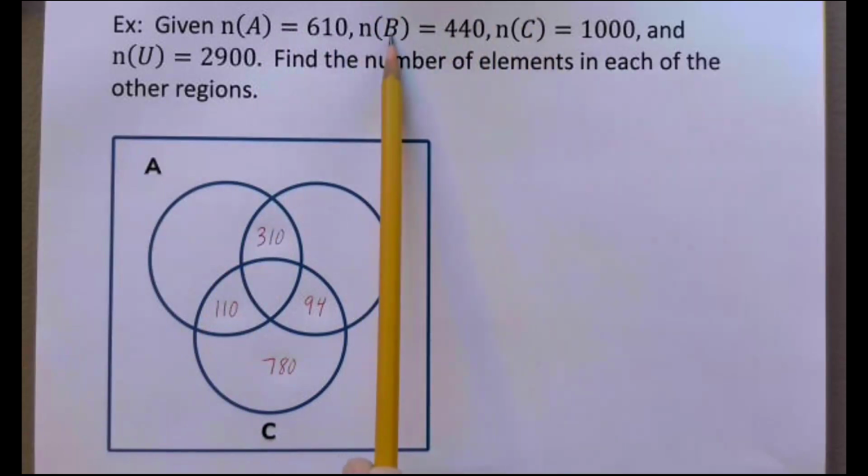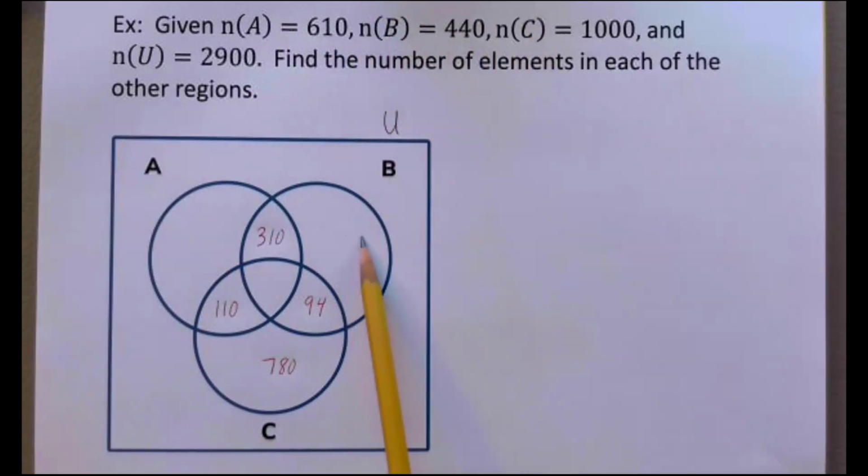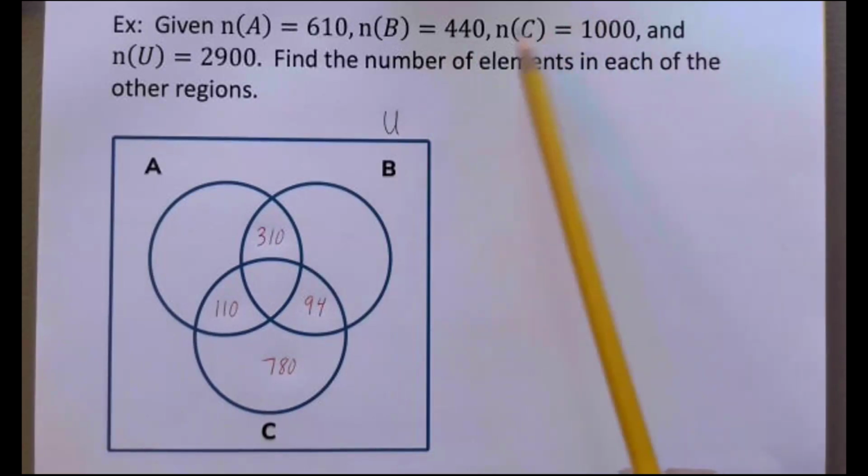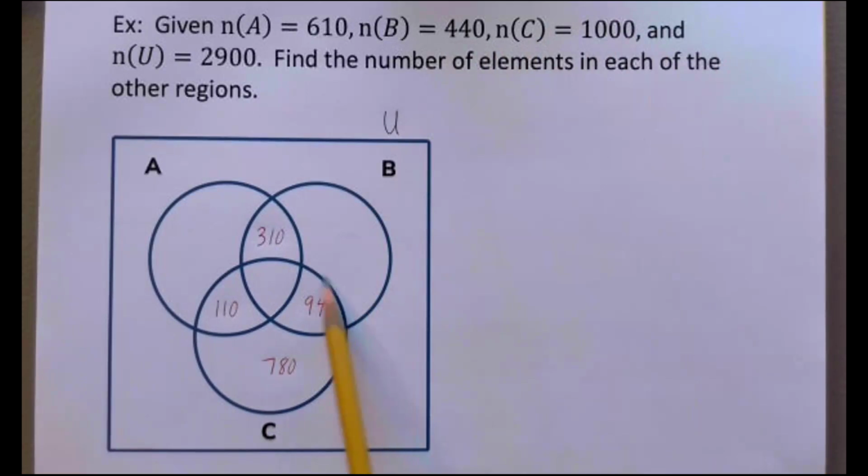Likewise, when it says the number of elements in set B equals 440, sometimes I'll just see people put a 440 right there. It's not what that means. It means the entire B circle adds up to 440. It means whatever that number is plus 310 plus whatever that number is plus 94 must add up to 440. And similar for the C circle, when it says the number of elements in set C equals 1,000, it means the whole C circle adds up to 1,000. It means 110 plus 780 plus 94 plus whatever we put there must become 1,000.